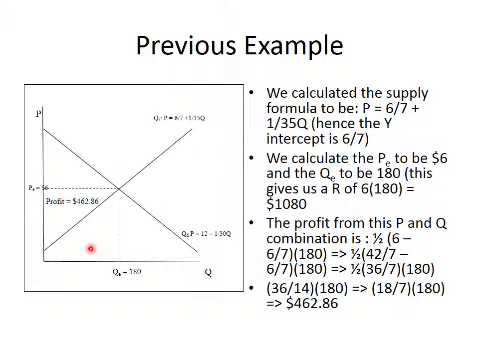And we could figure out then what our cost is too. Let me see if I can do this in my head real quick. It would be what our total revenue was, 1,080, minus our profit, $462.86. So unless I'm mistaken, our cost is $117.14. Is that right? Or rather, $517.14. Simple enough. All right.